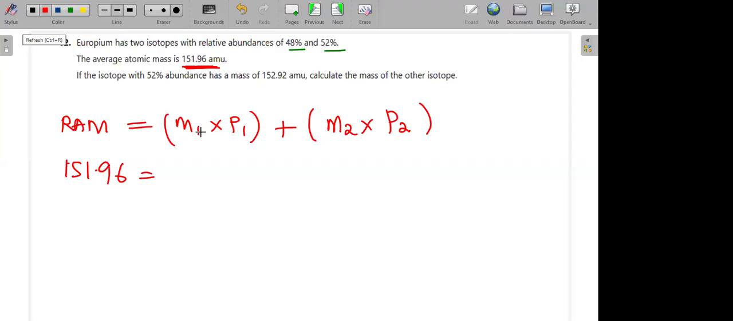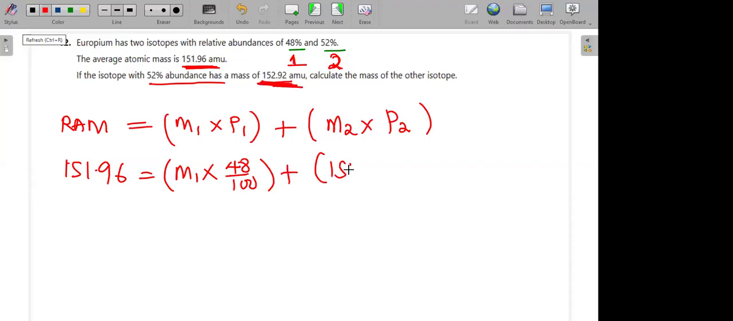Is equal to mass 1. Which isotope should we take as 1? You can take either. So we're going to take the one with 48% as isotope 1. Then the one with 52%, we're going to take as isotope 2. Here they said if the isotope with the 52% abundance has this mass, calculate the mass of the other isotope. So the one with 52 is our isotope 2, meaning we do not know the mass 1. But the percent 1, we know it is 48 over 100.